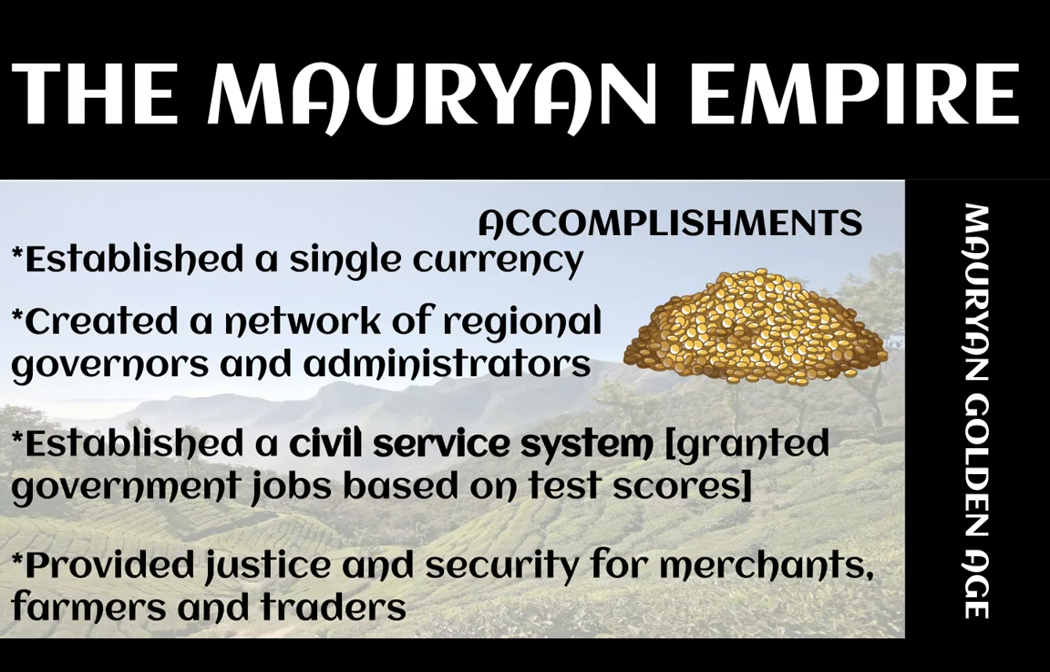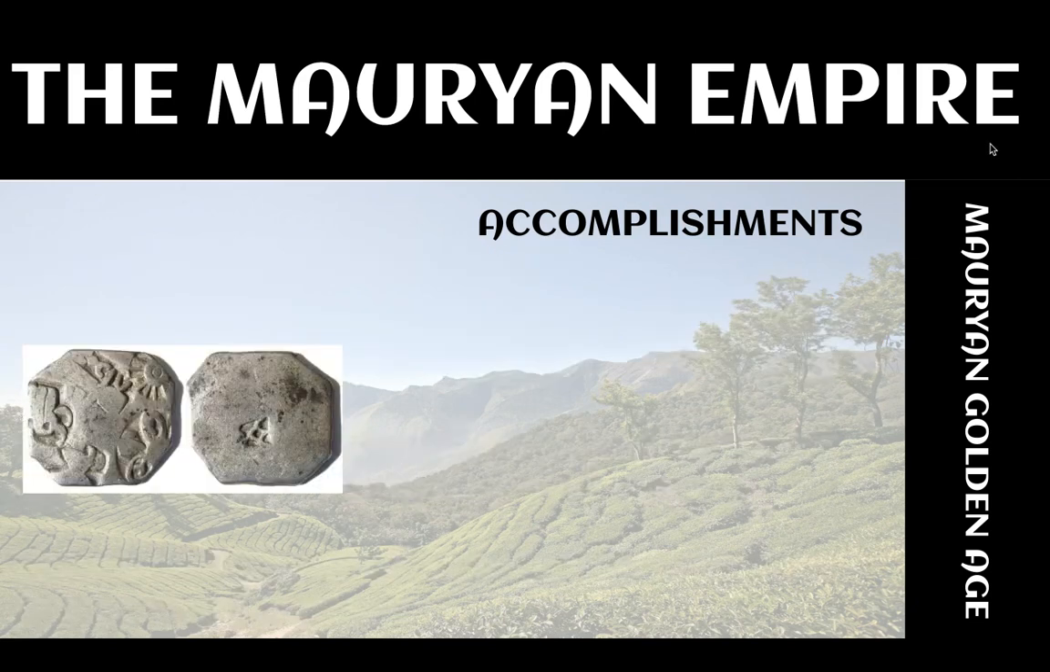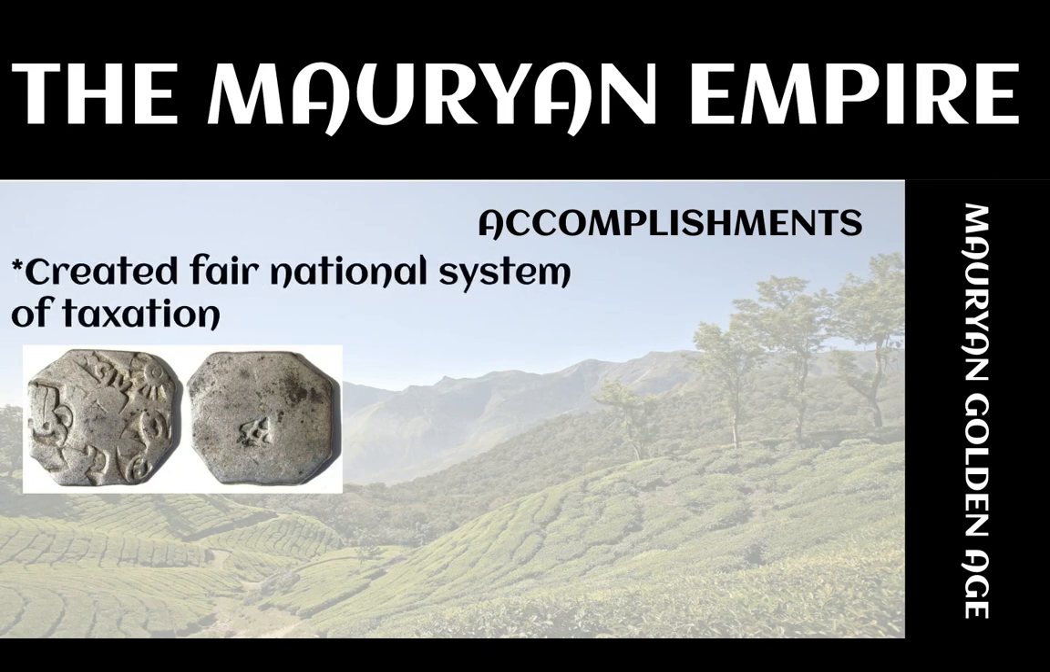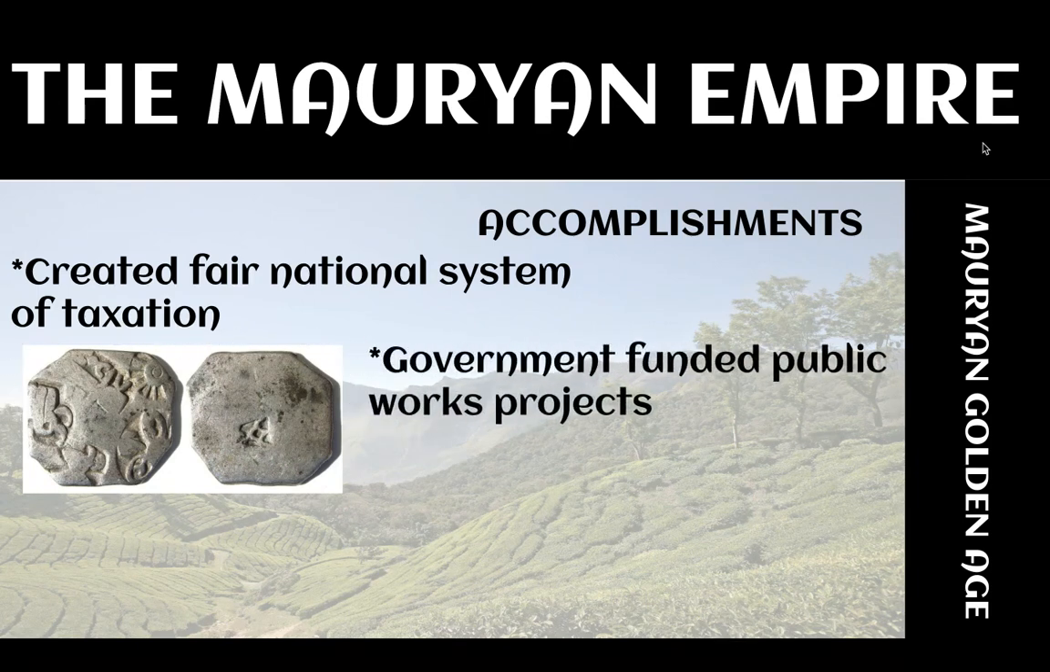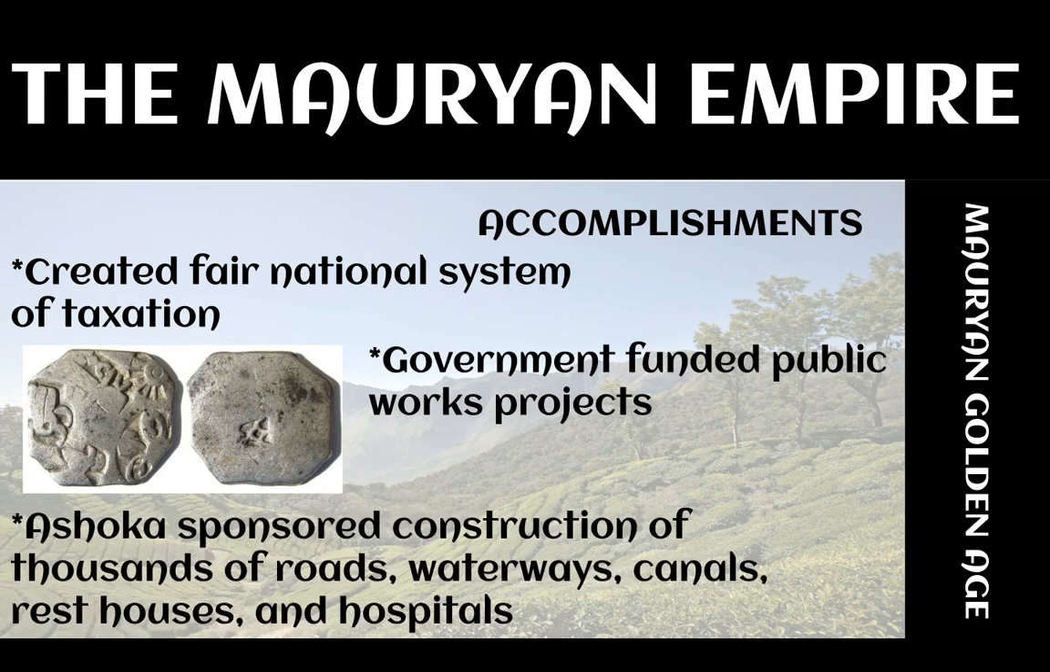He provided justice and security for merchants, farmers, and traders. Ashoka created a fair system of taxation throughout the whole empire. He funded public work projects like roads and sanitation, helped build buildings and temples, hospitals. So he sponsored the construction of roads, waterways, canals, rest homes, and hospitals.